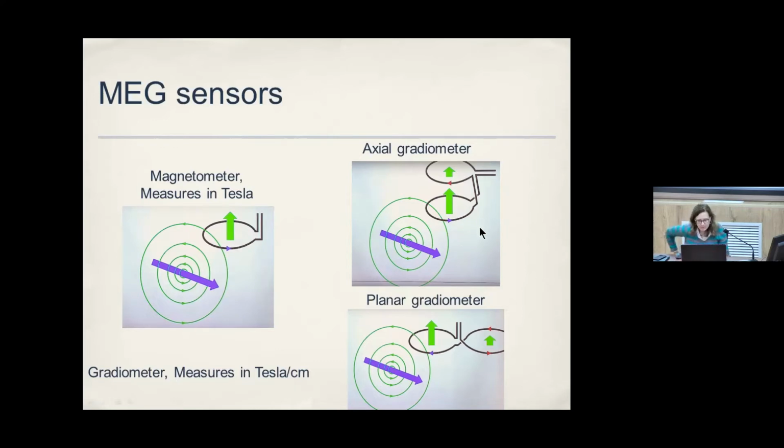So what do you think, why do we need these two magnetometers? Why do we need gradiometers? What is the advantage of it? Any ideas? Probably there are people with some physical background, physics, or just guess.